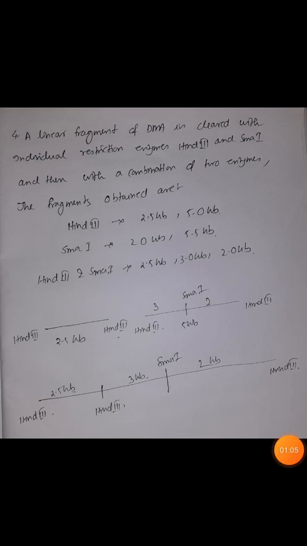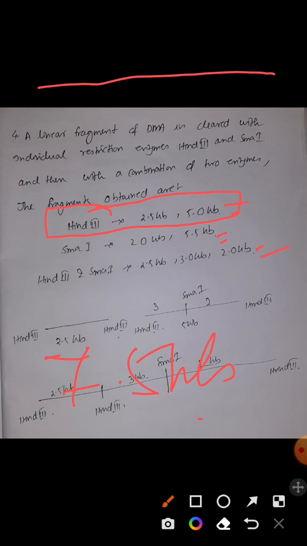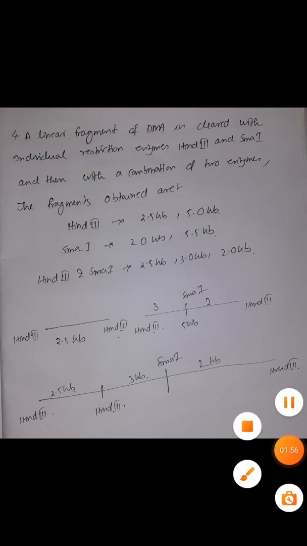Let's discuss it first. Okay, so let's focus on the first restriction endonuclease, that is HIN3. You have to remember that at all times the total length of the fragments will be the same. 2.5 plus 5 in case of HIN3 gives you 7.5, right? Again in case of SMA1, 2 and 5.5 give you 7.5. Again HIN3 and SMA1 together, 2.5 and 3 that means 5.5, and 2 that means 7.5. Okay, that means here the total length is 7.5 kb. HIN3 divides this total length into two separate fragments, one is 2.5 and the other is 5 kb, that I have drawn here.